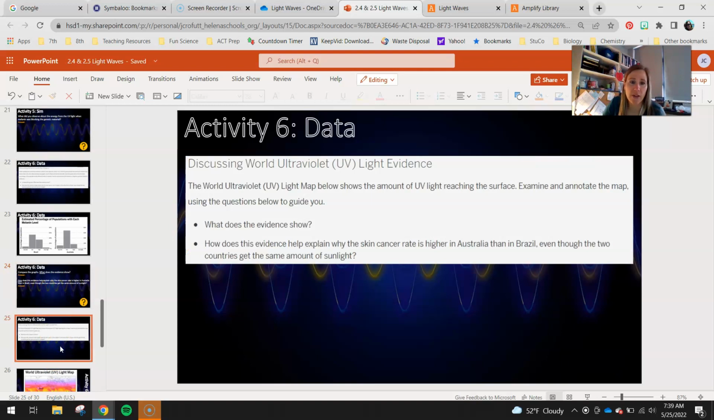Okay, next one you guys have is the ultraviolet map. So this is the world UV light map, and it shows the amount of UV light reaching the Earth's surface. Examine and annotate the map. So this is different than the total hours of sunlight. Okay, use the questions below to guide you. What does this evidence show? And how does this evidence help explain why the skin cancer rate is higher in Australia than in Brazil, even though the two countries get the same amount of sunlight?